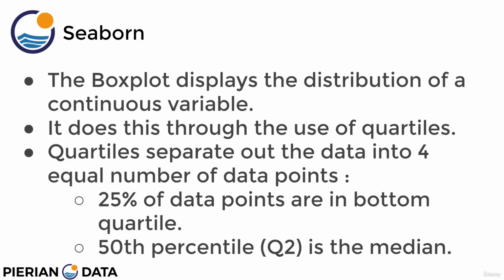Let's begin by talking about the box plot. The box plot displays the distribution of a continuous variable. Now we already know how to display a distribution through the use of something like a histogram. So what makes the box plot so special? Well, really what it's going to visually show you is statistical parameters based off the use of quartiles. So quartiles separate out the data into 4 equal number of data points. So that is to say that 25% of the data points are going to be in the bottom quartile, and 25% of the data points will be in the top quartile. So that means something like the 50th percentile, Q2, is going to be the median. It splits the data in half.